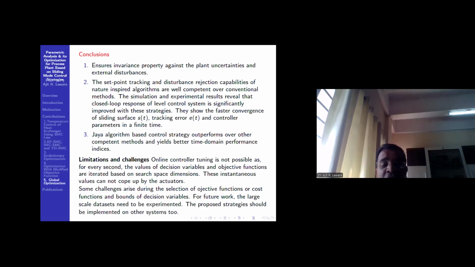What I found here is that online controller tuning is not possible, because each time I am conducting the simulation test and taking the parameters based on the minimum of objective functions, and then I am applying those parameters in a real-time manner. Why is this so? This is so because the actuator of that hardware can't cope with parameters which are updated every second. So this is the actuator limitation, and for future work, large scale data sets need to be experimented on.